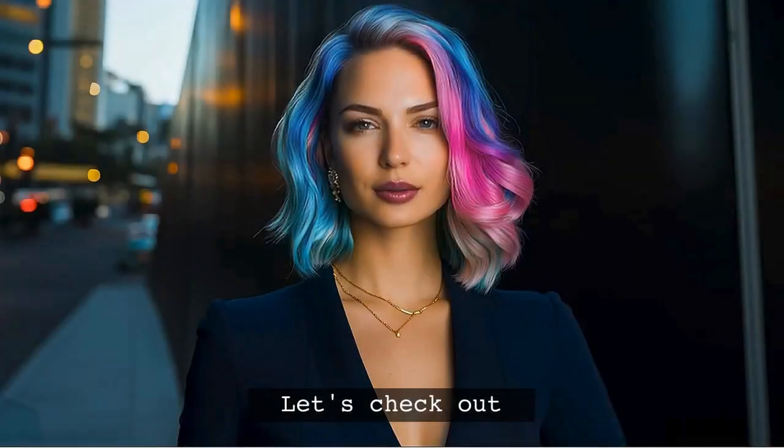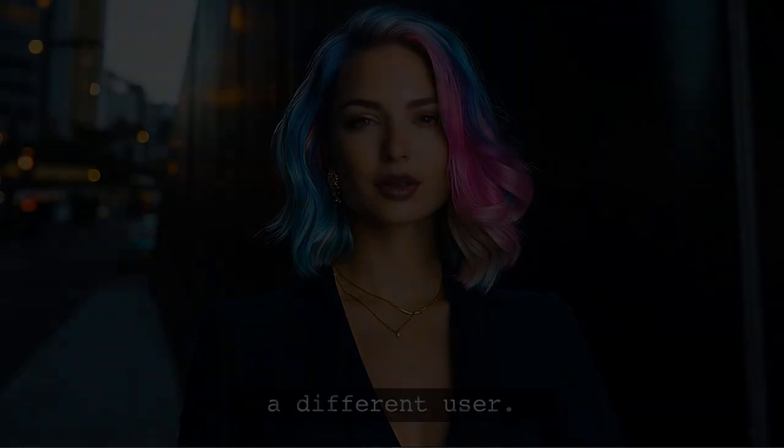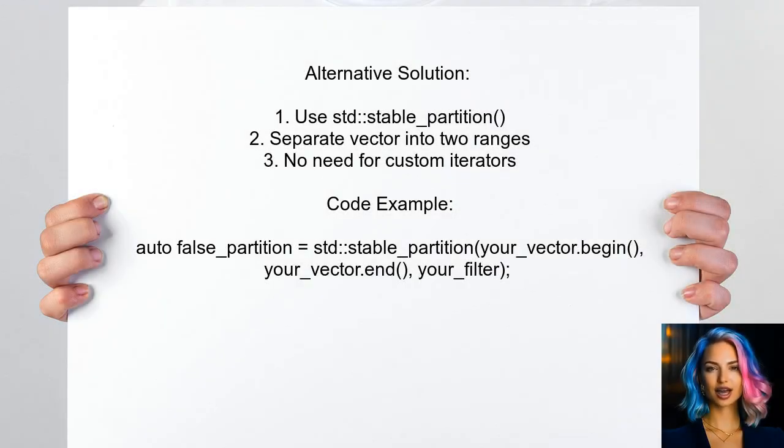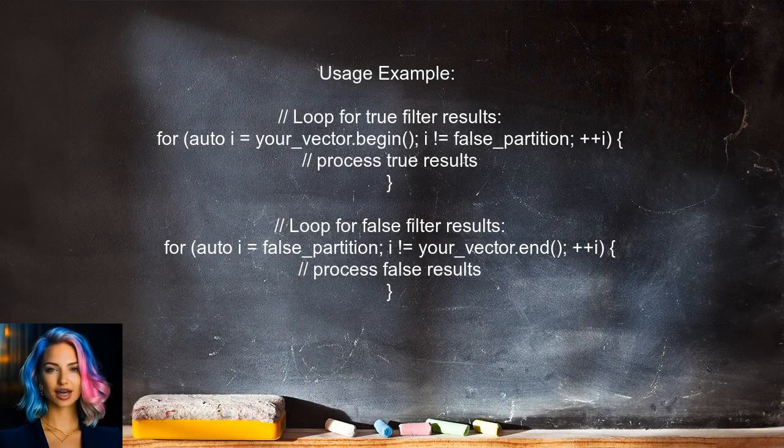Let's check out another perspective from a different user. An alternative approach suggests using the standard algorithm std::stable_partition to separate your vector into two ranges based on a filter. This method avoids the need for creating custom iterators. With this method, the begin and end iterators remain valid, and you can loop through the two ranges easily. The first loop processes elements where the filter returns true, and the second loop processes the rest.